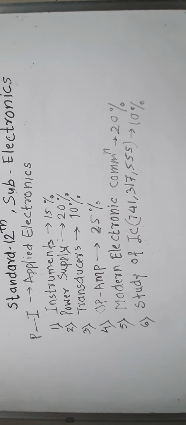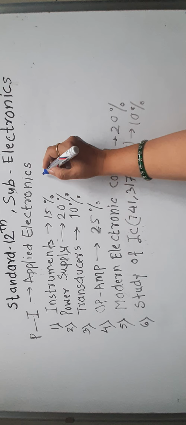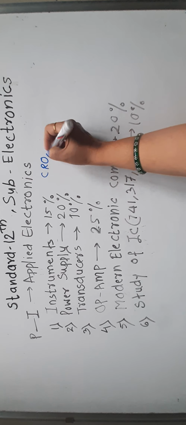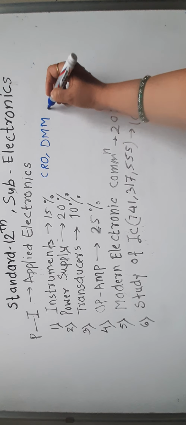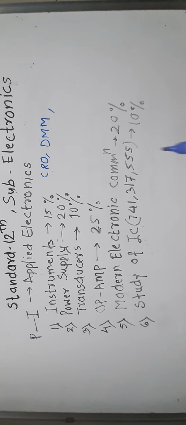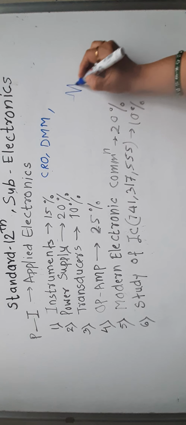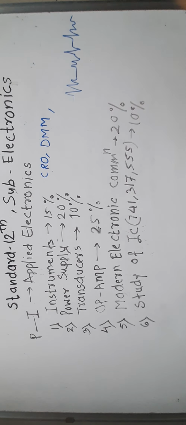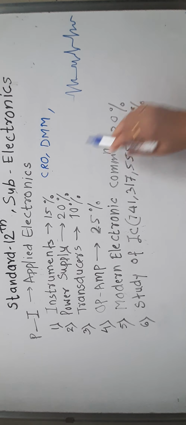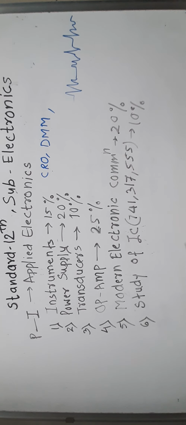The first chapter is instruments. In this chapter we will see 3 types of instruments. First is CRO, cathode ray oscilloscope, then digital multimeter. CRO is very important. Cathode ray oscilloscope, you might have seen in hospitals the heart pulse like this. The instrument which displays such heart rate is known as CRO, cathode ray oscilloscope.